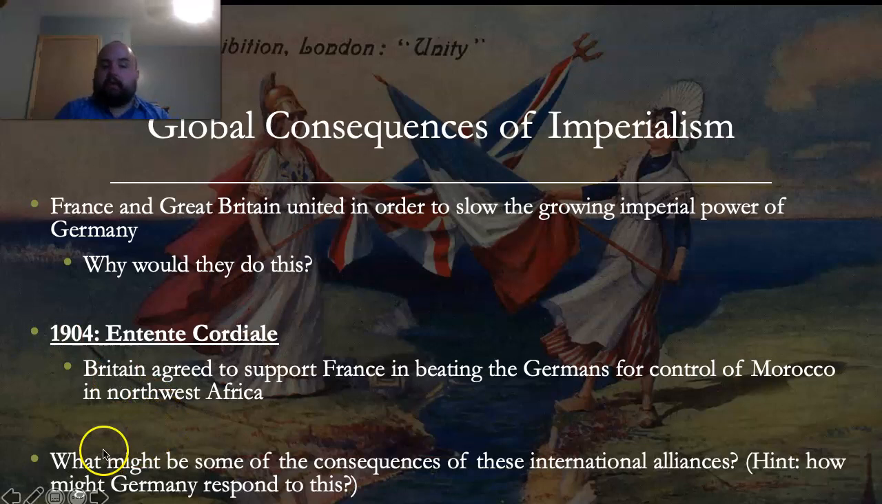Now, looking ahead a little bit again, why might these alliances have consequences, or what might be some of the consequences for these international alliances? To answer this, think specifically to how Germany is going to respond. Are they just going to sit there twiddling their thumbs, or might they potentially form other alliances as well? Think about how that's going to affect world history in the coming decade.